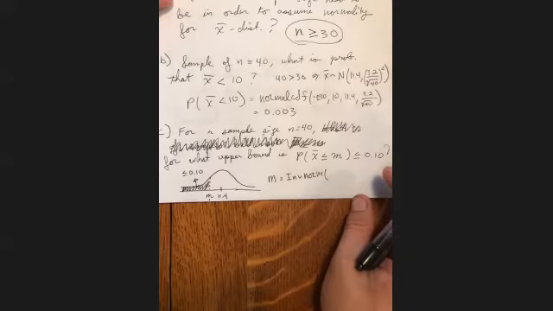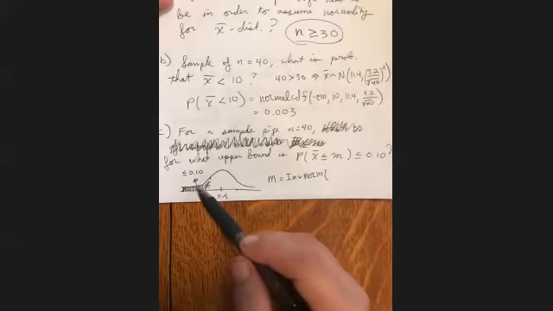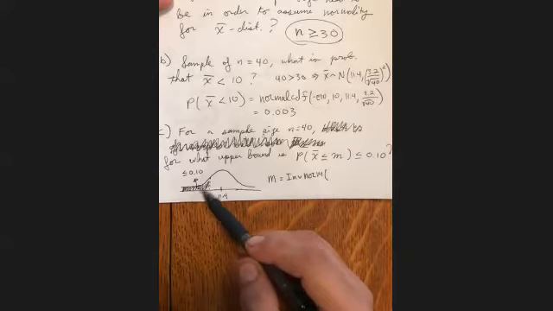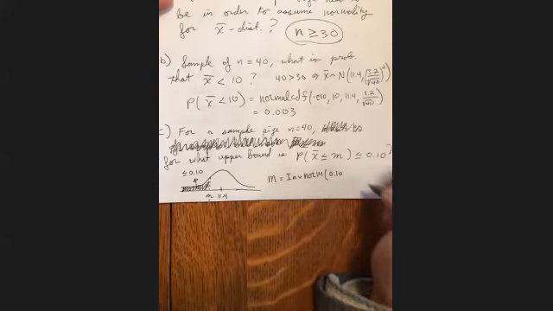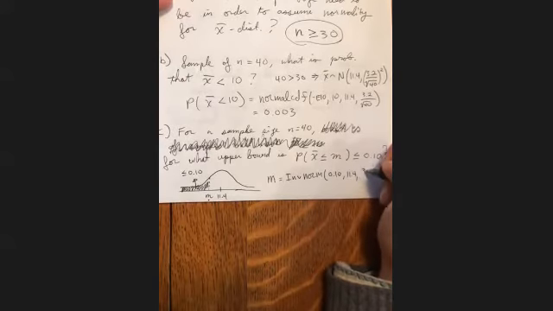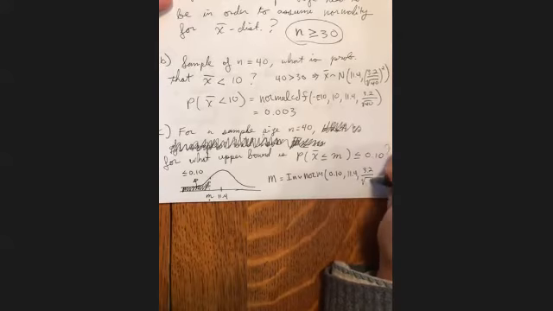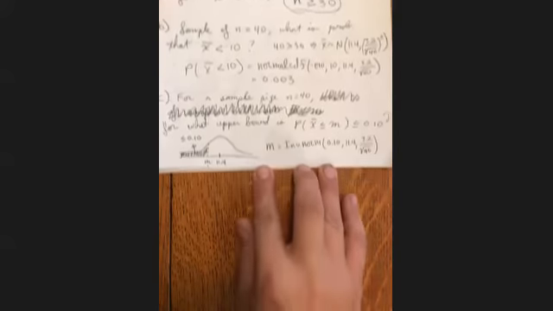So the inverse norm takes in an area. The area here that we're interested in is less than or equal to 0.10. Then the mean is 11.4, and the standard deviation is 3.2 divided by the square root of 40. So that's all the inputs for the inverse norm function.